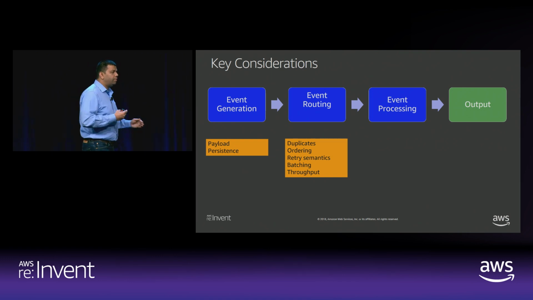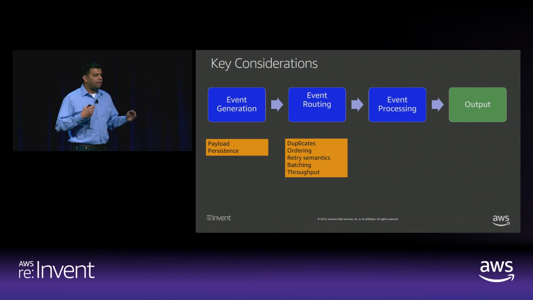Finally, when it comes to building applications for scale, you're going to look at the overall throughput you can achieve by virtue of the event routing part of the architecture, as well as the overall batch size, and how the events get batched from the event source to the target.